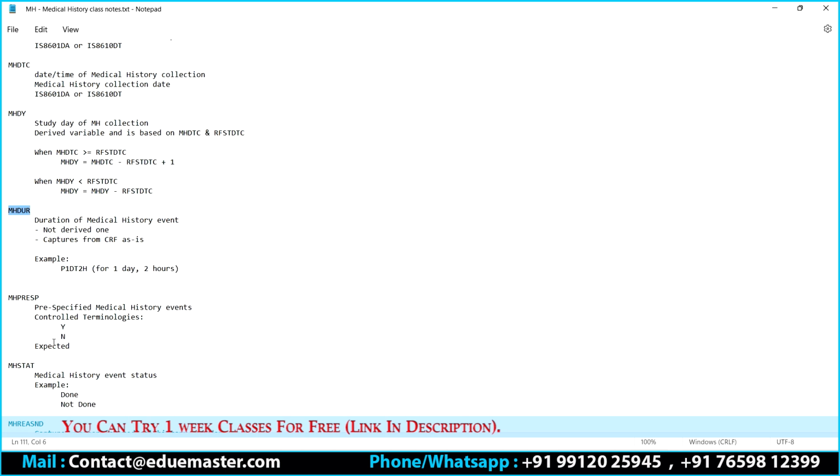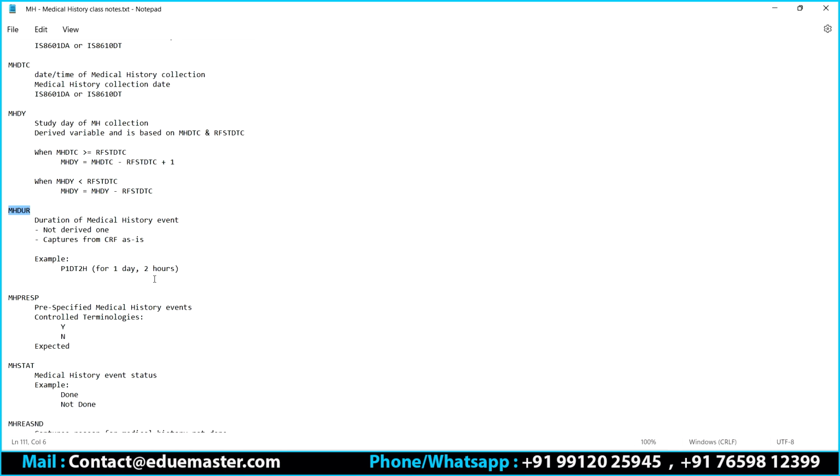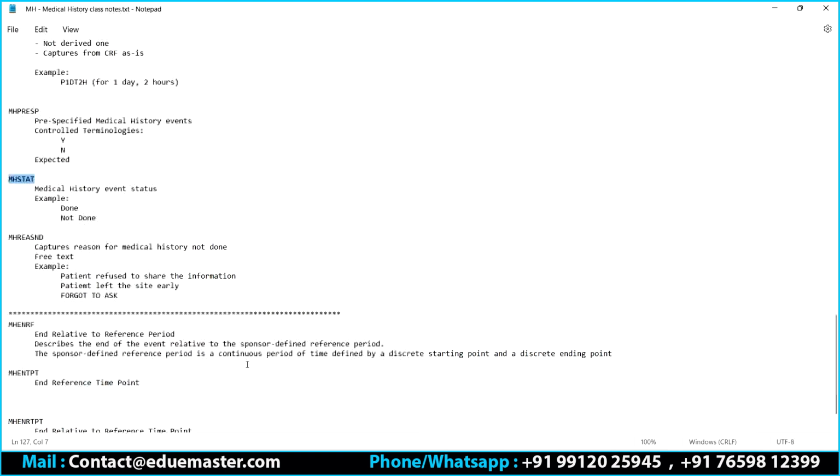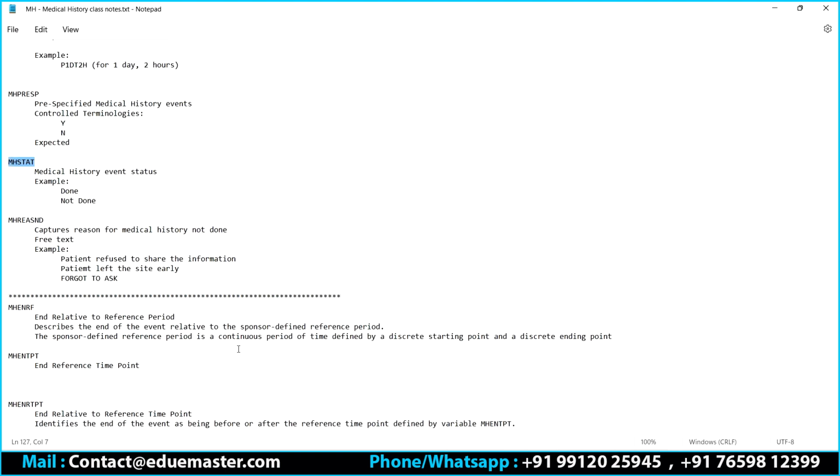Then MH duration. It is not a derived variable. It will purely talk about your medical history duration, the event duration. Correct? So who will give this? It is part of your CRF. If it is there in the CRF, as is, we are going to represent it. Then pre-specified. Some of the medical history events are already pre-specified in your CRF. So here we are only going to have two things, whether it is yes or no. Stat. Medical history status. Either it is done or not done.